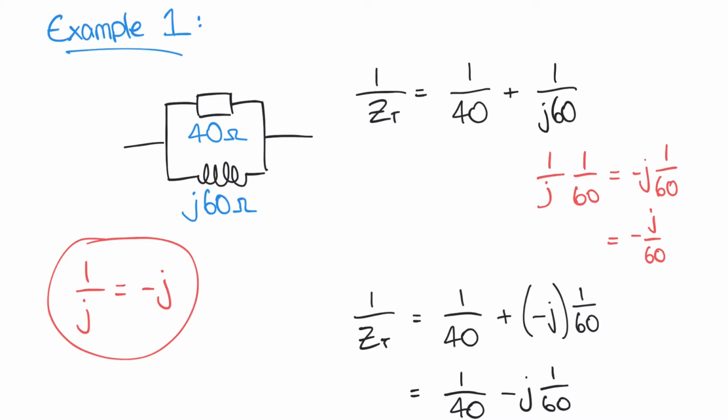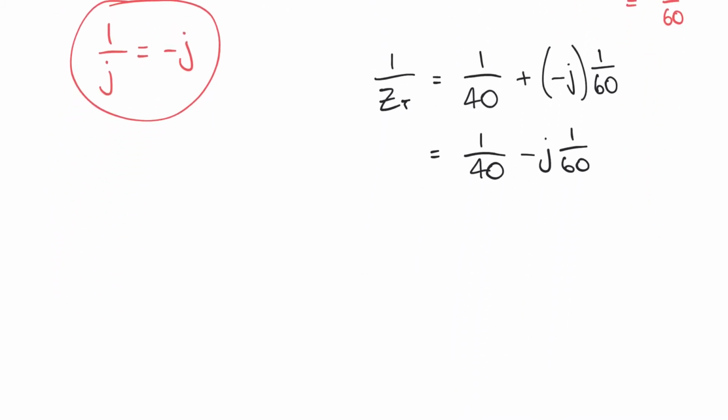Otherwise known as the admittance of the circuit. But we need to take the reciprocal of both sides in order that our equation is in the form of Zt. We're not too bothered about finding out what 1 over Zt is. The objective is to find Zt. And so if we take the reciprocal of both sides, 1 over both sides, 1 over 1 over Zt is just Zt. And 1 over the other side, we end up with 1 over 1 over 40 minus j 1 over 60.